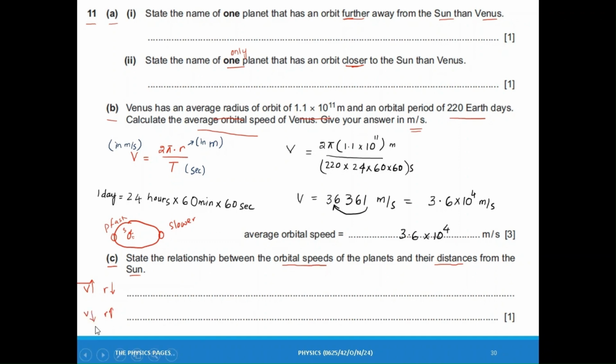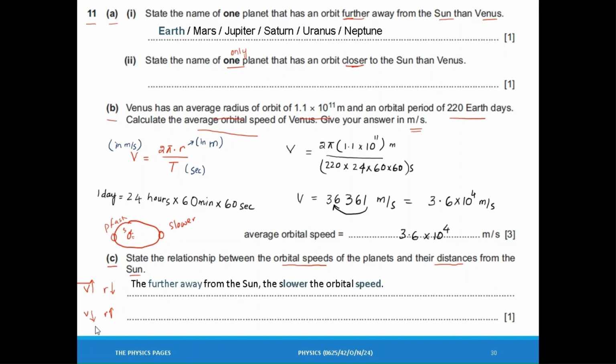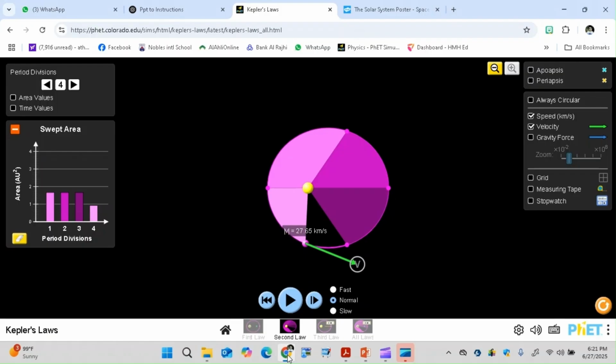The variation in speed is due to the gravitational pull of the Sun. As a planet gets closer, the average distance reduces, and the gravitational pull of the Sun increases. Hence, the planet moves faster. We can also say that the further away from the Sun, the slower is the orbital speed of a planet. Or, closer planets orbit faster due to stronger gravitational pull.